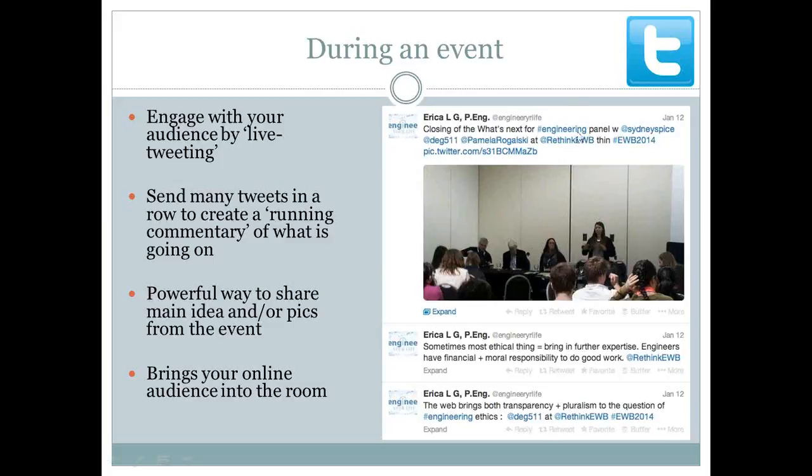So you can see here's one photo. There's Sydney right there, there's Pamela there, there's Dave Goldberg there. So right away, these people are getting tagged. They're going to get a notification in their feed that says, hey, there's a photo of you here, or there's something that we think you'll find interesting. That's a really good way to do it. You send tweets, many of them in a row. You're creating a running commentary of what is going on. And this is basically just me taking notes, 140 characters at a time.